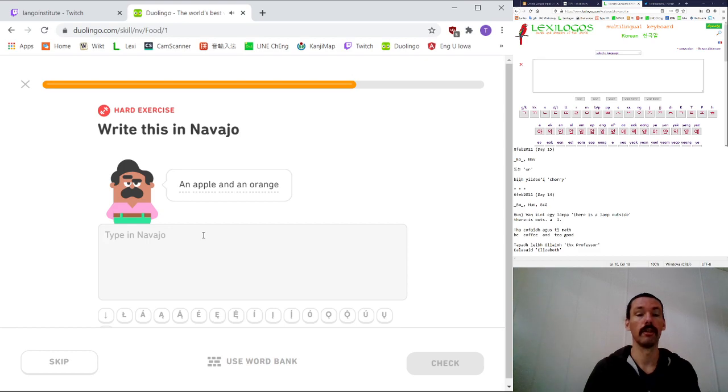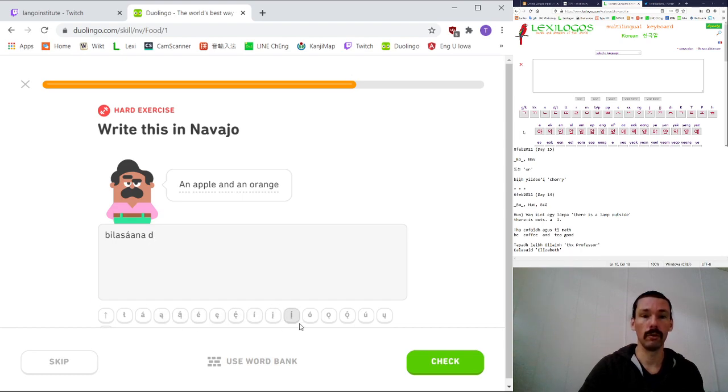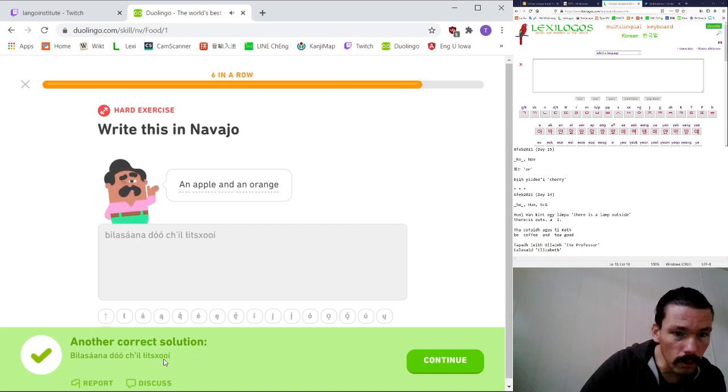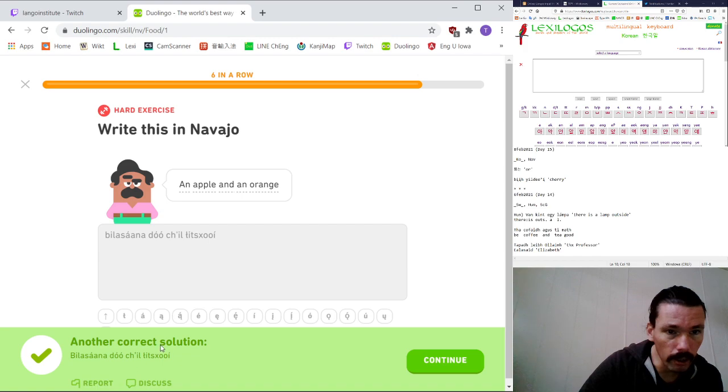Apple and orange. First one marked high. And the word for "and" is do, high tone long. Then the barred L, I believe, and a high tone E. Another correct solution with a different apostrophe.